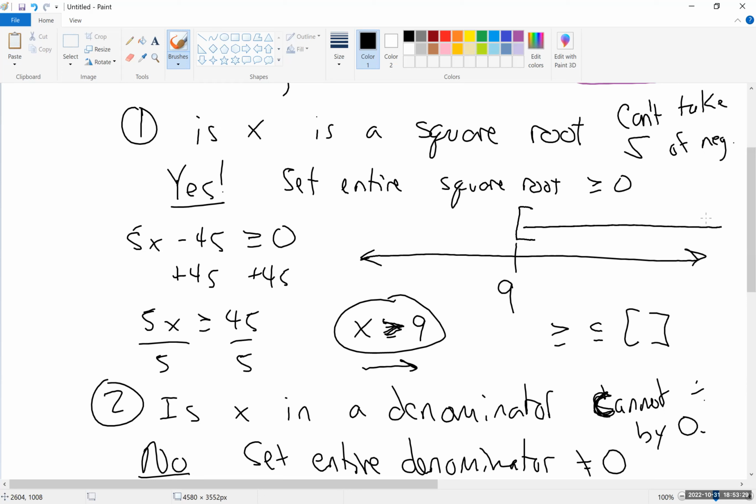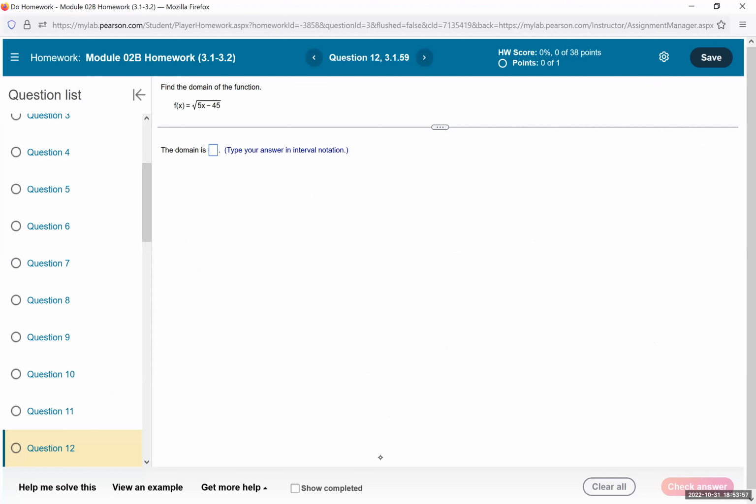And then we go all the way to the right. Well, what's the number all the way to the right? That number is infinity. So our answer in interval notation, you just read the number line. It's 9 bracket, comma, infinity. Infinity always gets a parenthesis. That is our answer. That's what we're going to put into MyMathLab. So we're going to jump to MyMathLab and put that answer in.